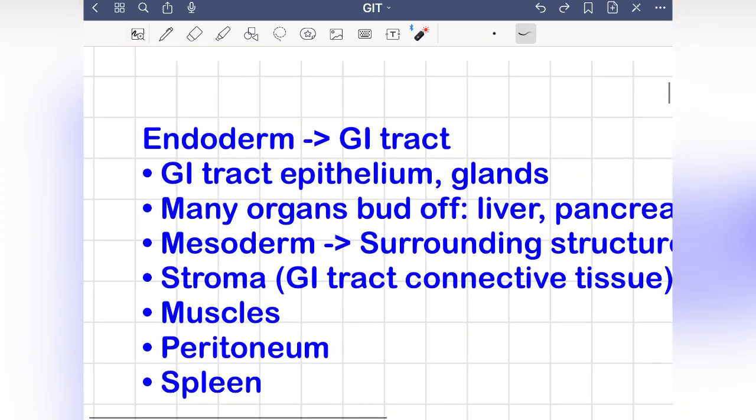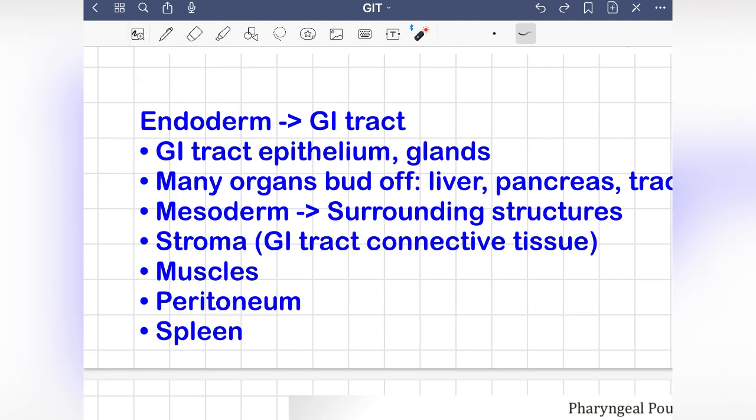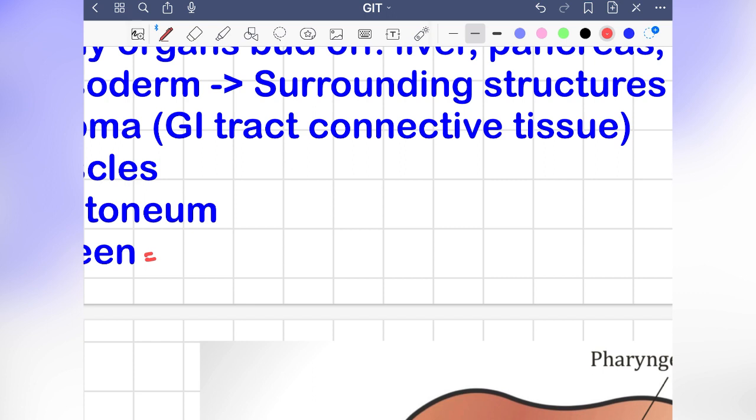So here's a summary slide just to make these points clear. The endoderm develops into the GI tract. It forms the GI tract epithelium and the glands. Many organs bud off from this, including the liver, pancreas, and trachea. We'll talk about all of this in the module today. The mesoderm forms the surrounding structures like the stroma of the GI tract, connective tissues, muscles, peritoneum, and spleen. Spleen is a special organ in the abdomen because it comes from mesoderm. We'll talk about it later in this module.